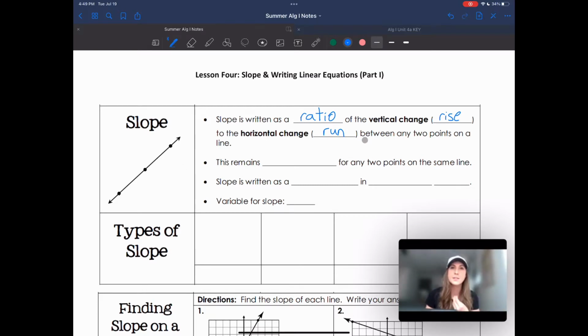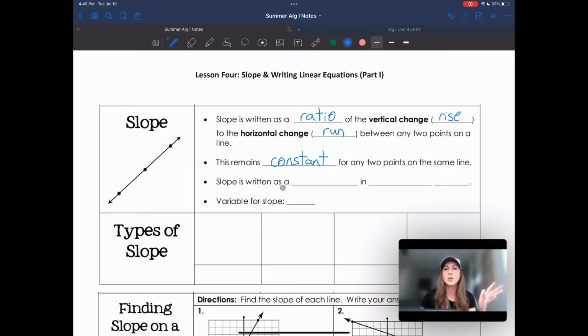You'll hear about this rise over run stuff, right? It's basically like the vertical change to the horizontal change. That's how we measure how steep a line is, aka that's how we find the slope. So we say this slope remains constant for any 2 points on the same line. So you're always going to go up and over the same amount over and over again, right? You'll go like up 2 over 1, up 2 over 1, up 2 over 1, and it's always going to remain constant across the line.